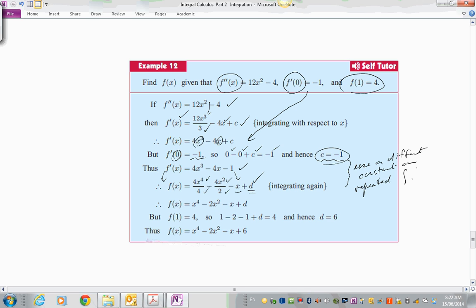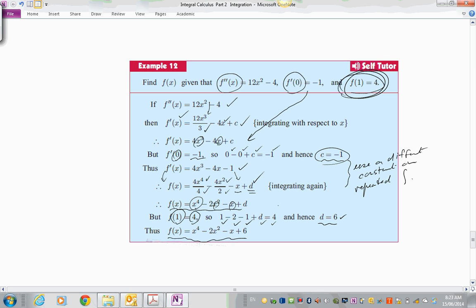Okay, so now we will go and hunt for that. So there's our function. Go back up here, look up here, and we say when x is 1, the function is 4. So in the x holes here, here, and here, we're going to put 1, plus d is 4, and then solving this, we've got d is 6 again. We can go through that. So we have a unique final function.